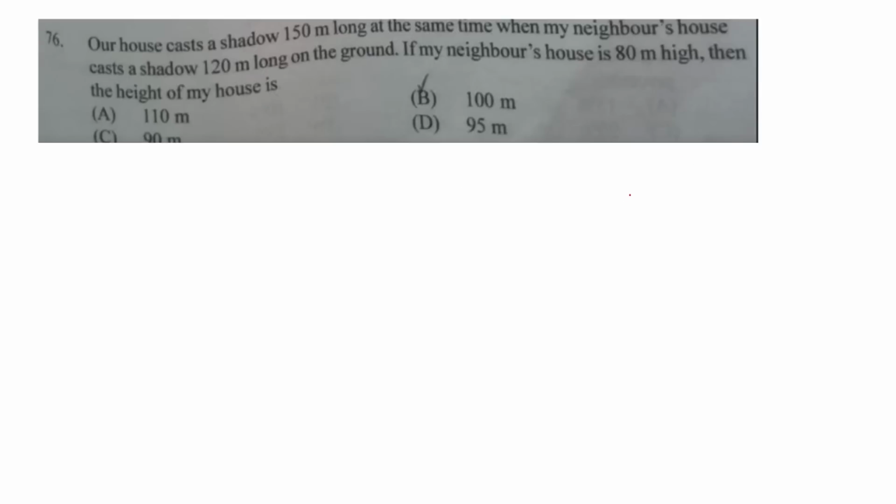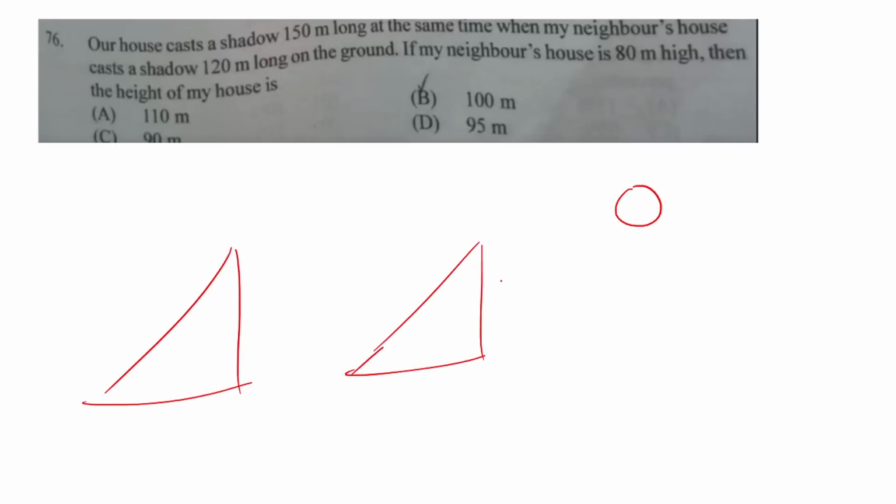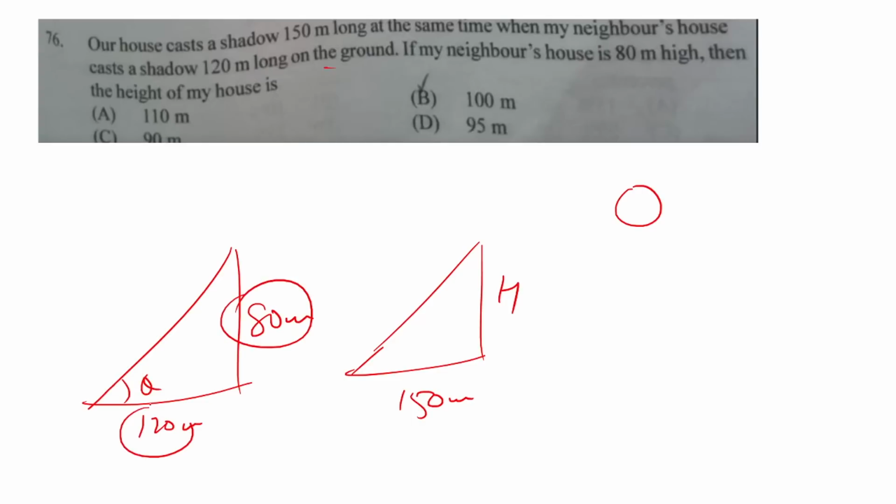We can say this is my house, or we can say our house, and this is the neighbor's house. Our house casts a shadow of 150, and its height we assume to be h. When my neighbor's house casts a shadow 120 meters long on the ground, if my neighbor's house is 80 meters high, let the angle be theta. So 80 is the perpendicular and 120 is the base, so tan theta is equal to 80 by 120.